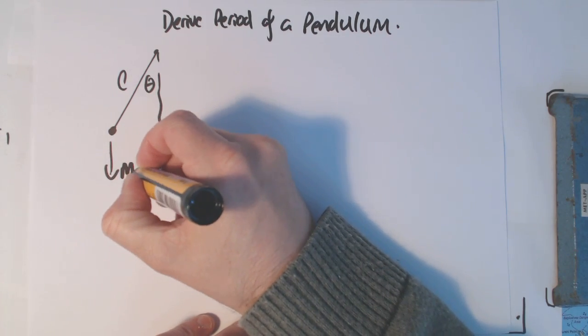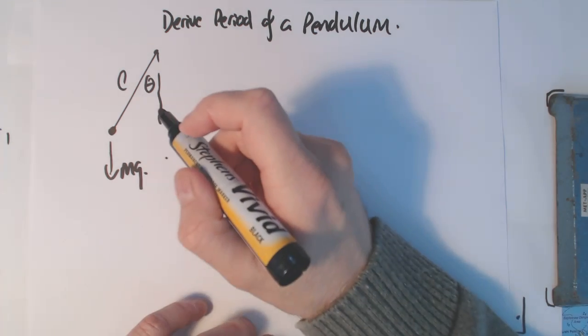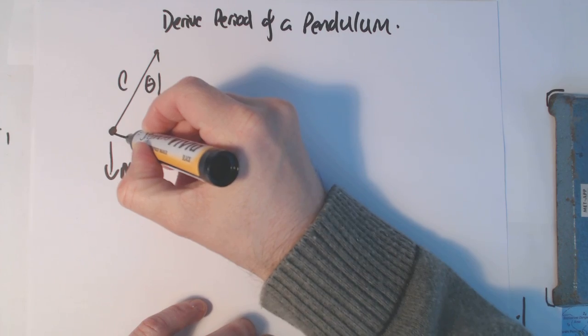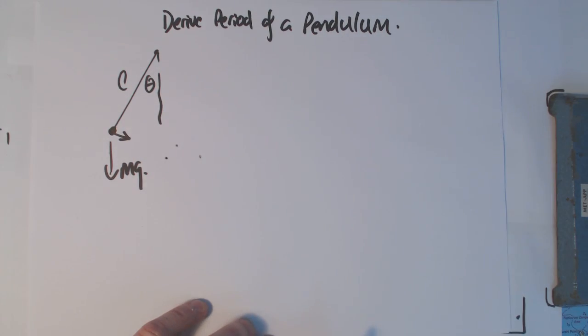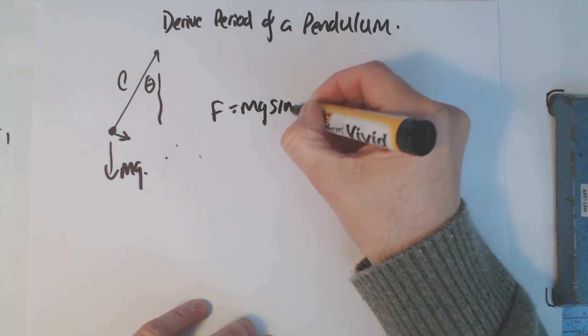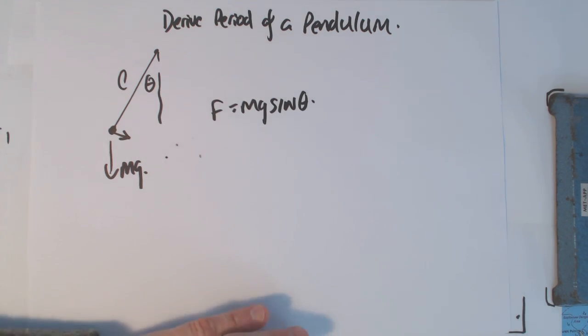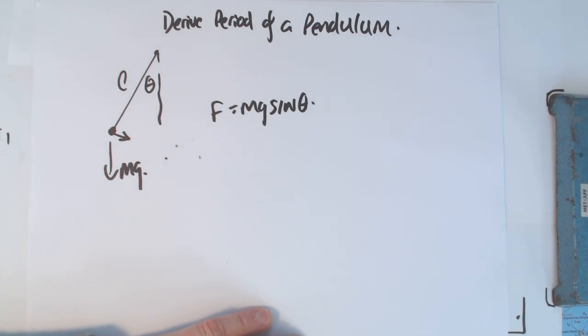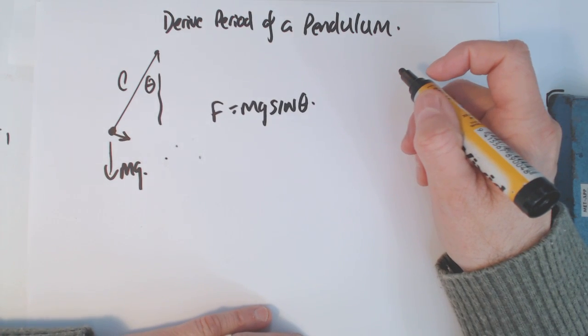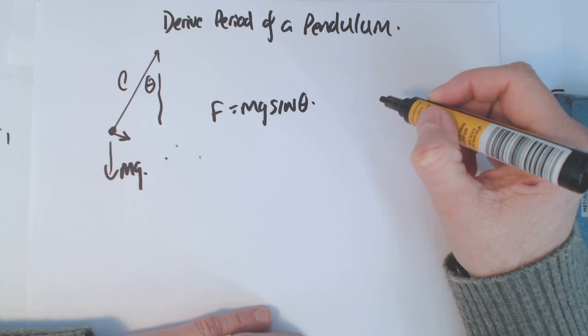So we've got the usual mg. And if you've looked at the one that looked at the forces on a pendulum, you'll realize that the force down is equal to mg sine theta. That's the net force, and for small angles, that's approximately equal to mg theta.